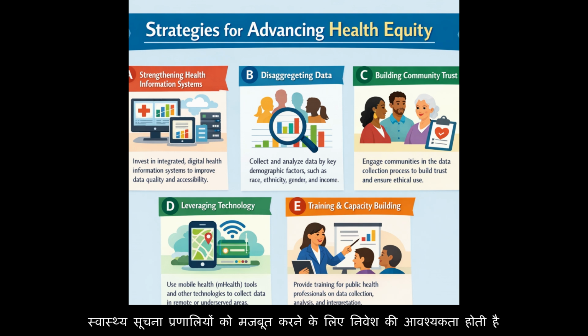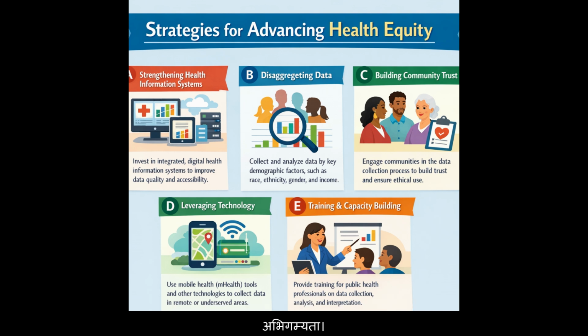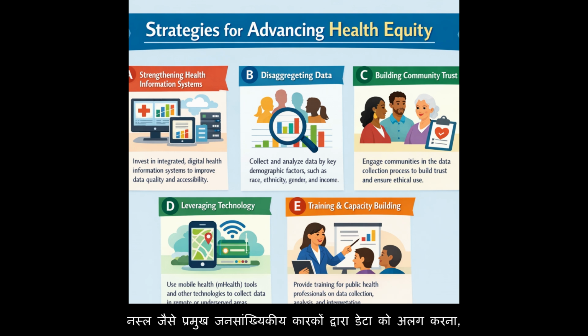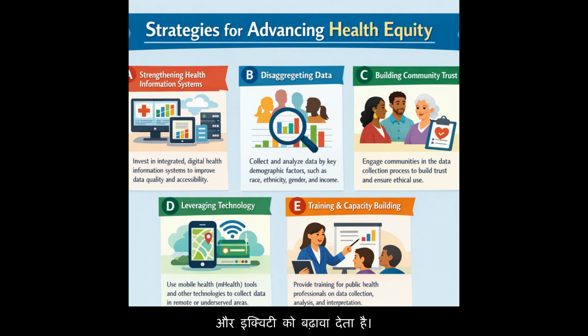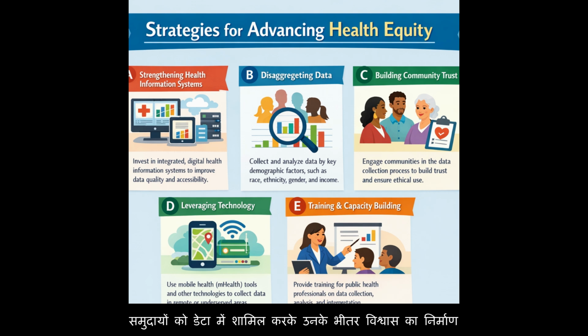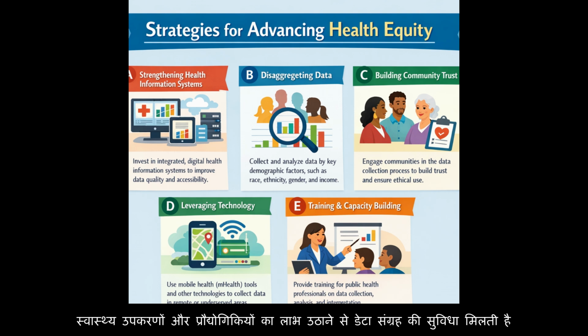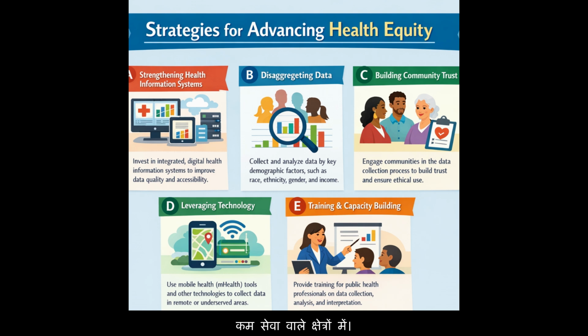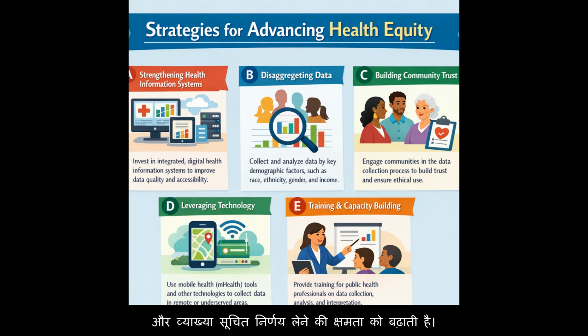Strengthening health information systems requires investing in integrated digital platforms to improve data quality and accessibility. Disaggregating data by key demographic factors, such as race, ethnicity, gender, and income, helps uncover hidden disparities and promotes equity. Building trust within communities by involving them in data collection ensures ethical and transparent use. Leveraging health tools and technologies facilitates data collection in underserved areas. Additionally, training public health professionals in data analysis and interpretation enhances capacity for informed decision-making.